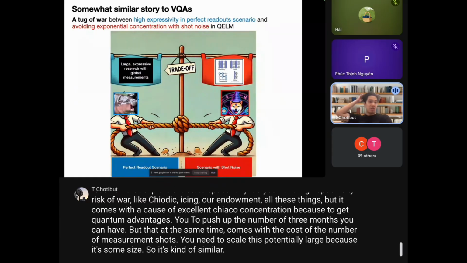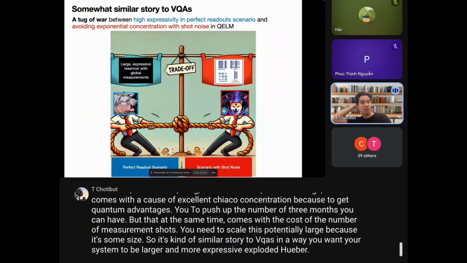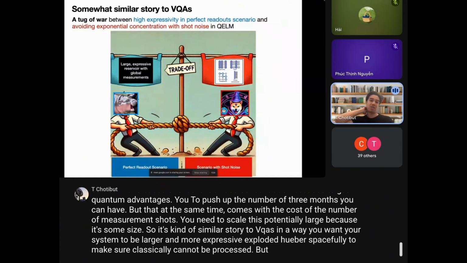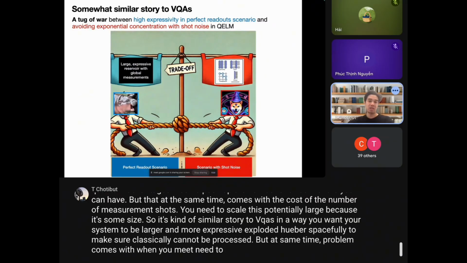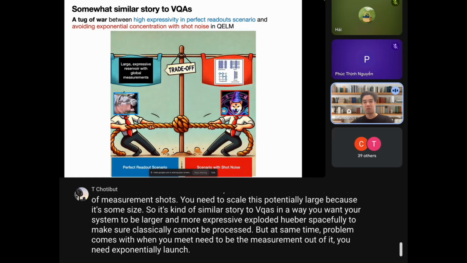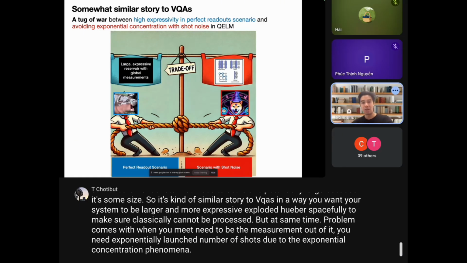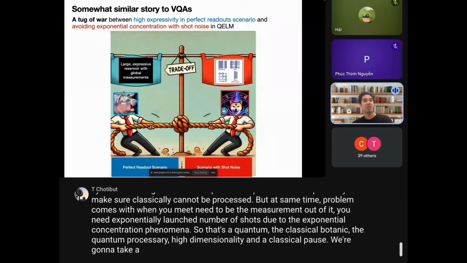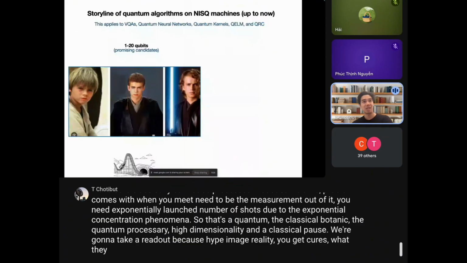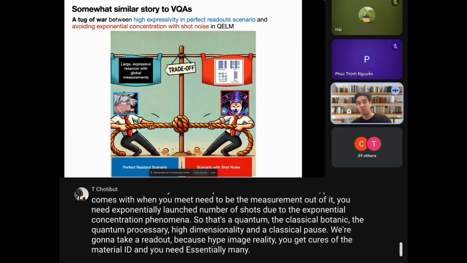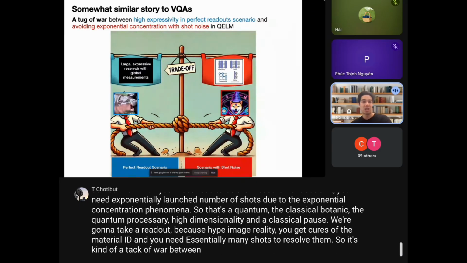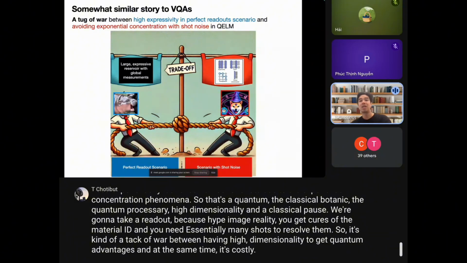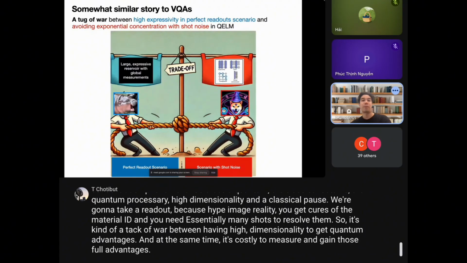So it's a similar story to VQAs in a way. You want your system to be larger and more expressive, to explore the Hilbert space fully to make sure classically it cannot be processed. But at the same time, the problem comes when you need to make the measurement out of it: you need an exponentially large number of shots due to the exponential concentration phenomenon. So that's a quantum to classical bottleneck. In the quantum part you need high dimensionality. And in the classical part, when you take a readout, because of high dimensionality, you get the curse of dimensionality, and you need exponentially many shots to resolve them. So it's a tug of war between having high dimensionality to get quantum advantages, and at the same time, it's costly to measure and gain those true advantages.